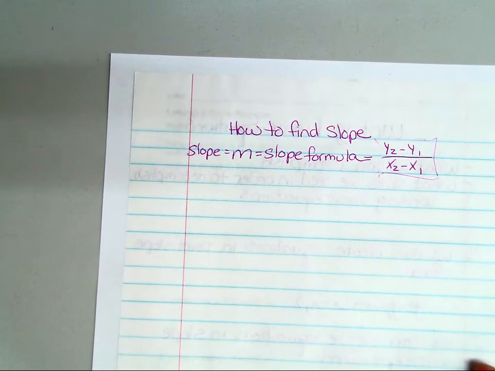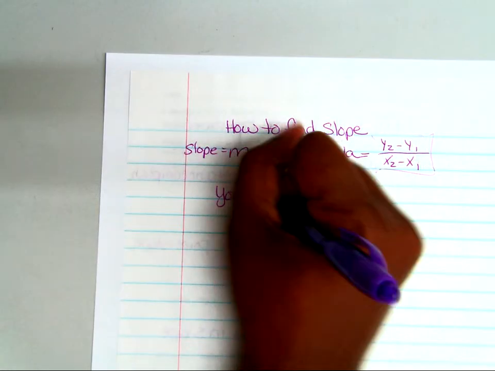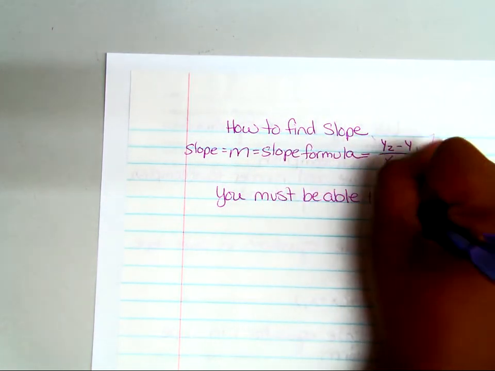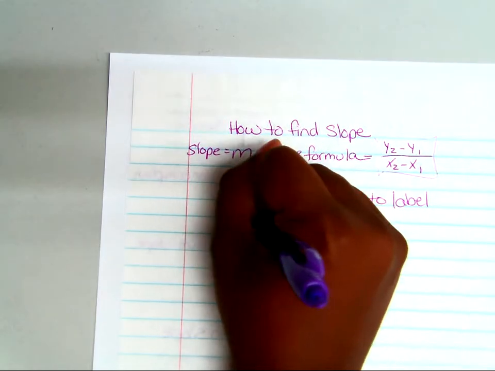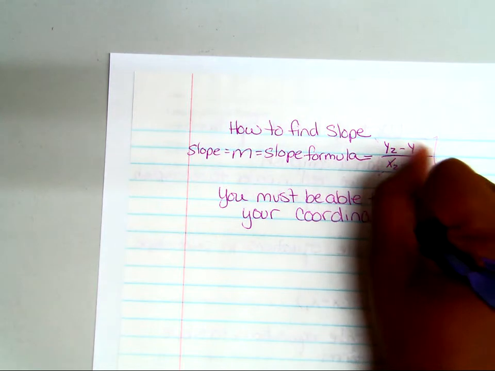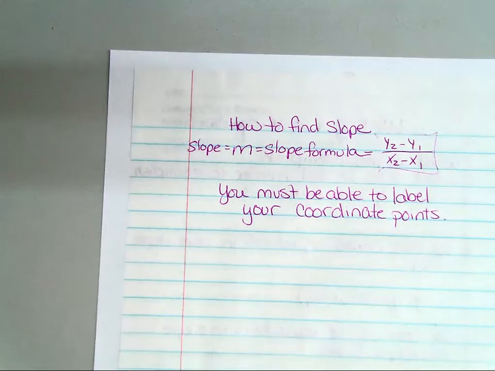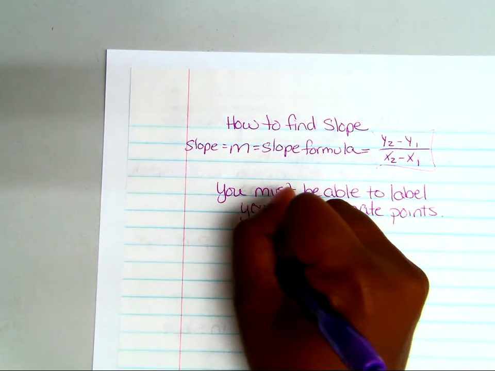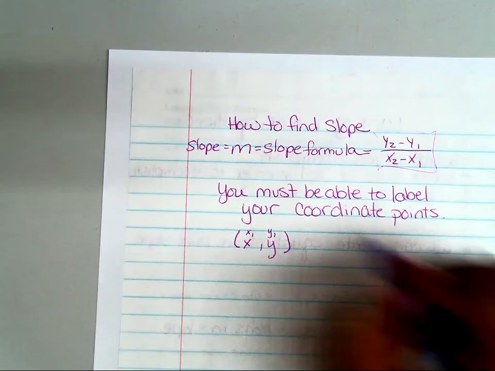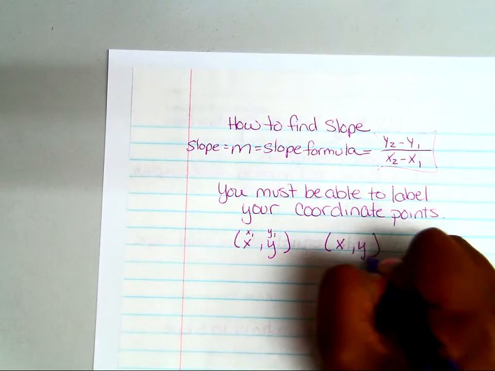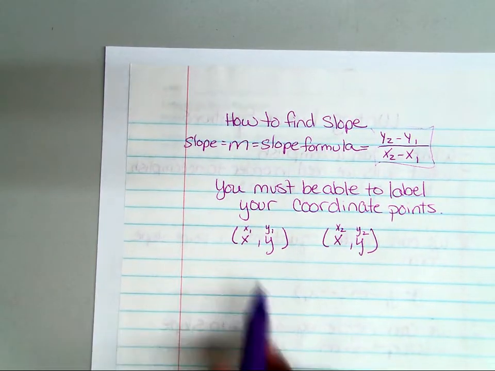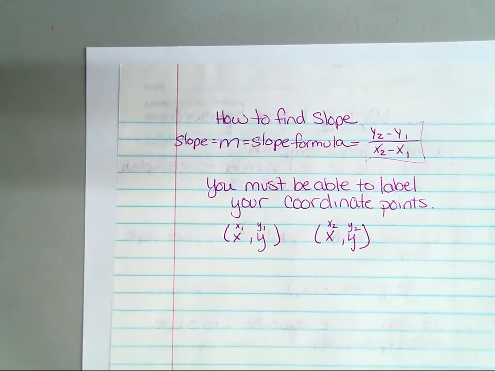Okay? You have to be able to label. You must be able to label. Just be able to label your coordinate points. If I have one coordinate point, I should be able to label this x1, y1. If I have two coordinate points, I should be able to label the other one x2, y2. And I should be able to use those no matter what equation is given to me. I got to be able to do this stuff. All right?